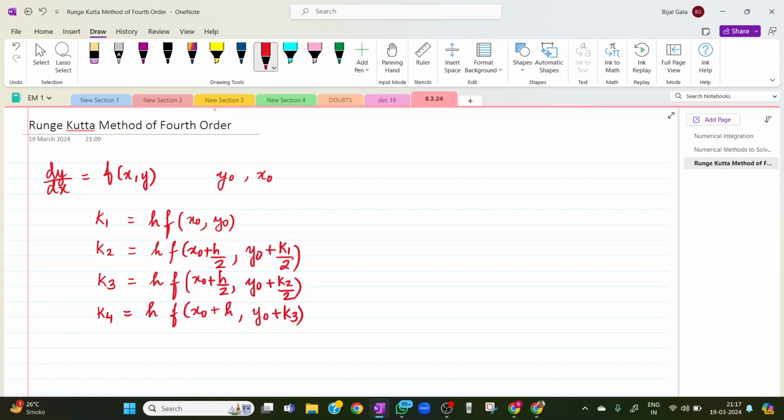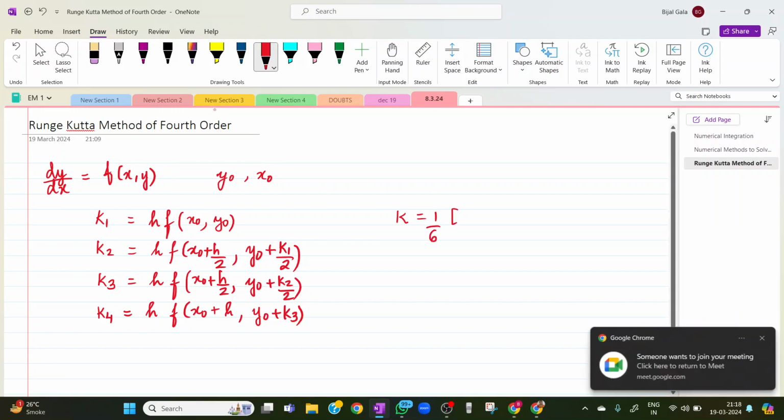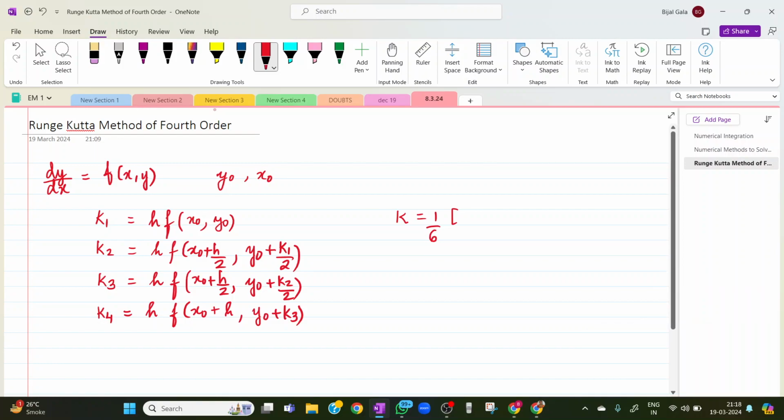Is this okay? So you start with k1. Using k1, you calculate k2. Using k2, you calculate k3. Using k3, you calculate k4. Once you get all of these k's, you calculate your k. You've got k1, k2, k3, and k4. You'll now calculate your k as equal to 1 over 6 times k1 plus 2k2 plus 2k3 plus k4. And lastly, your y1 will be y0 plus k. So it's a big formula, but yes, easy calculations.